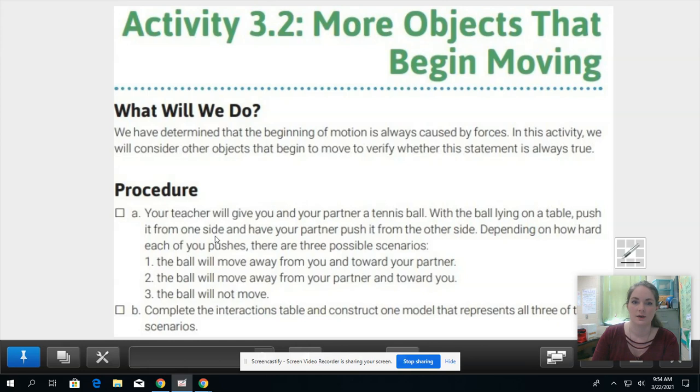And so today we're going to consider other objects that begin moving and verify whether this statement is true or not, if it's true in all circumstances or if it's only true for some circumstances. If you have a tennis ball or a basketball or a soccer ball at home, then you can do this activity at home. If not, then you can continue watching the video, and I'm going to show you someone else interacting with those objects. If you're choosing to do this on your own, then you can just fast forward to that next part of the video where we go to part B.